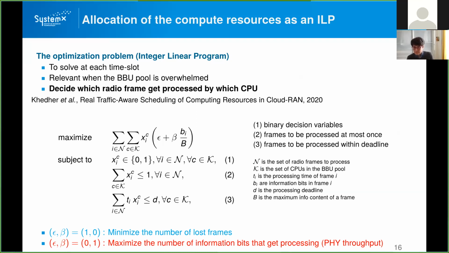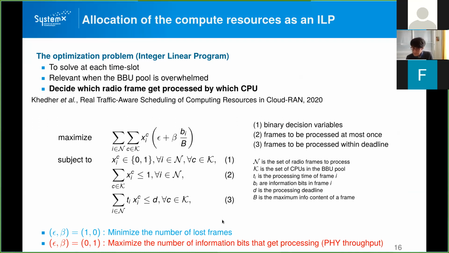This formulation here allows for two different objective functions. You can switch between one and the other, giving values of 0 and 1 to these two parameters, epsilon and beta. So the first problem corresponding to the first objective function is to minimize the number of frames that you lose. So I'm going to assign resources to serve the maximum number of frames possible. And the second one corresponds to the strategy that maximizes the number of information bits that get processing. So frames are not equal in the sense that a frame with a higher MCS transports more information than a frame with a smaller MCS. So what I'm trying to do here is to give priority to frames transporting a lot of information.